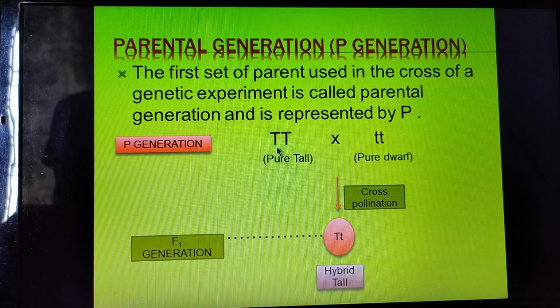In Mendel's monohybrid cross, Mendel chose a character with two different traits, pure tall and pure dwarf, and crossed a pure tall pea plant with a pure dwarf pea plant. After the cross, the offspring that is produced is the hybrid tall pea plant. So here, pure tall and pure dwarf is the parental generation.